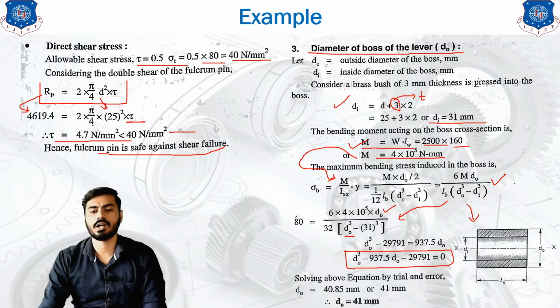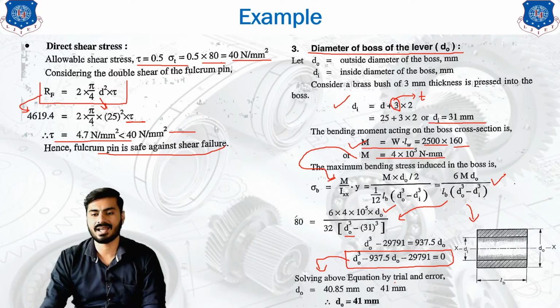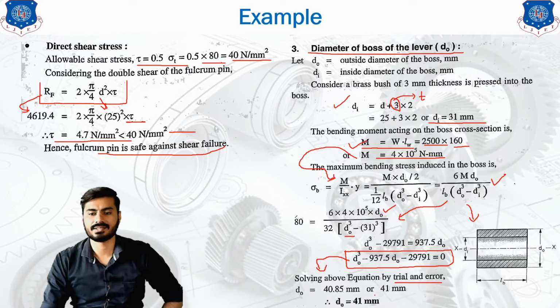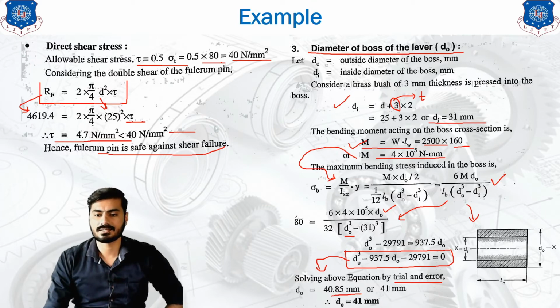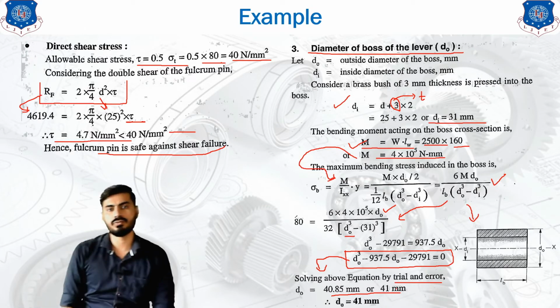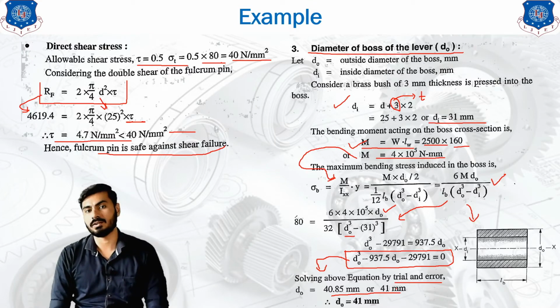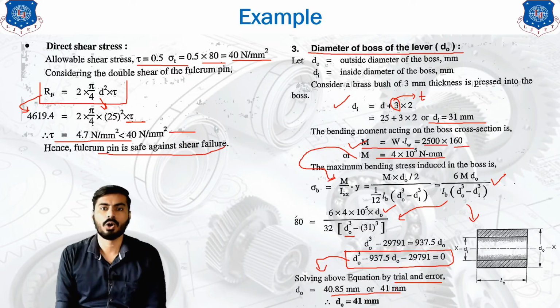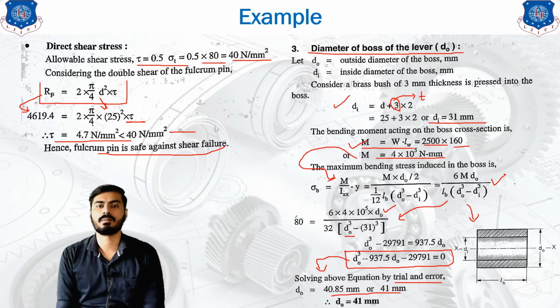Then you have to solve this equation by the trial and error method, and by the trial and error method you will get the answer of DO as 40.85 mm. So we will round off that value, and it comes out to be 41 mm, the outside diameter of the boss.